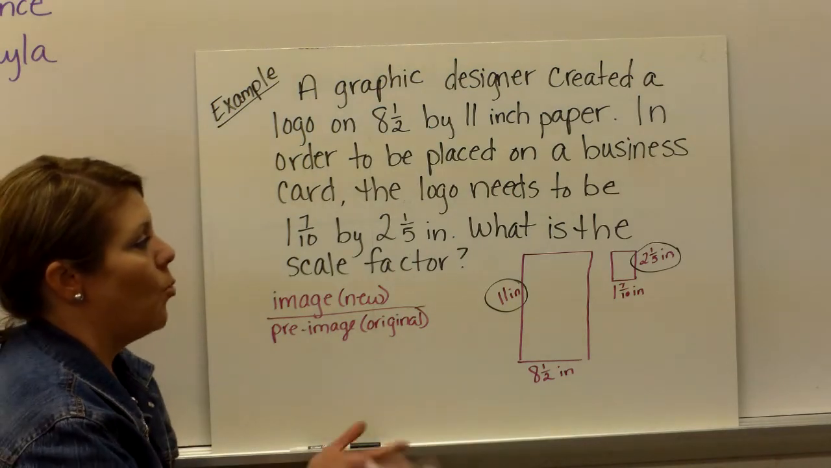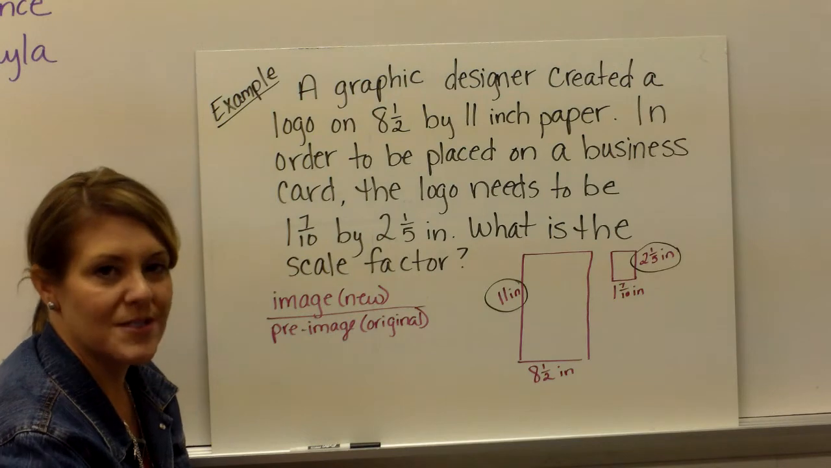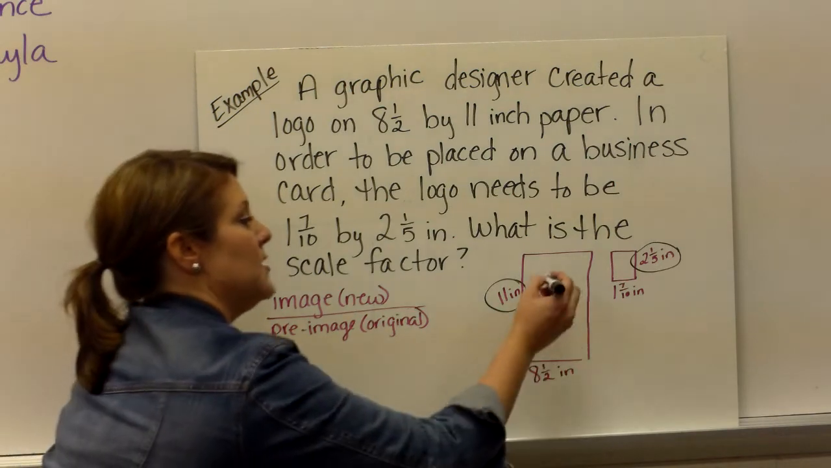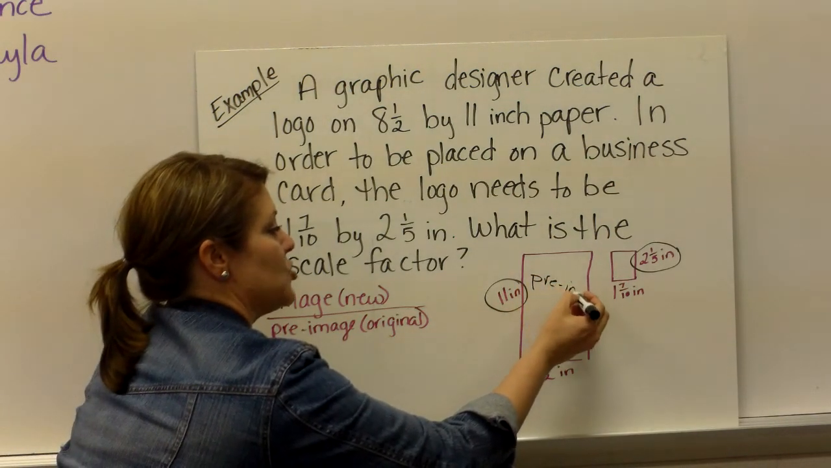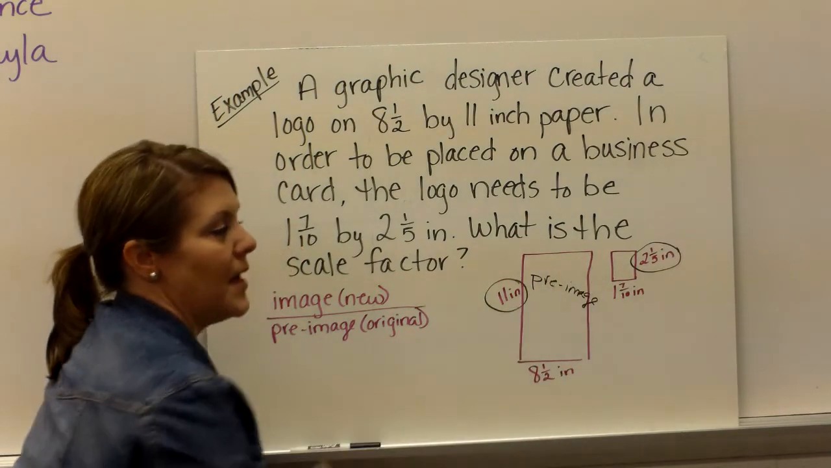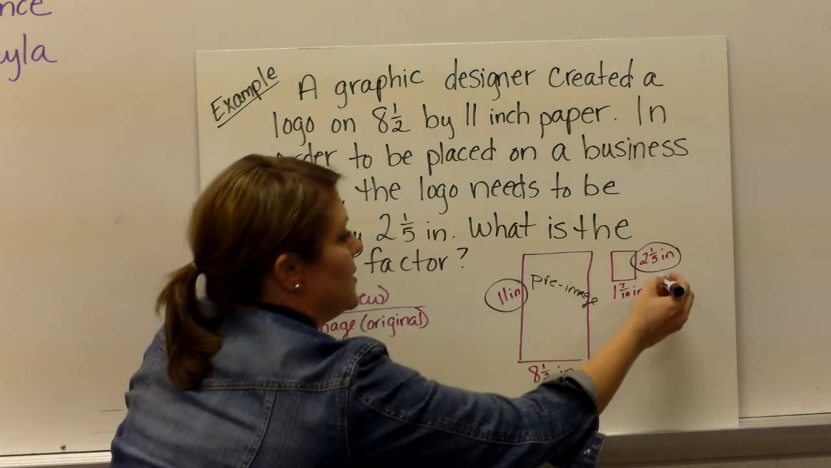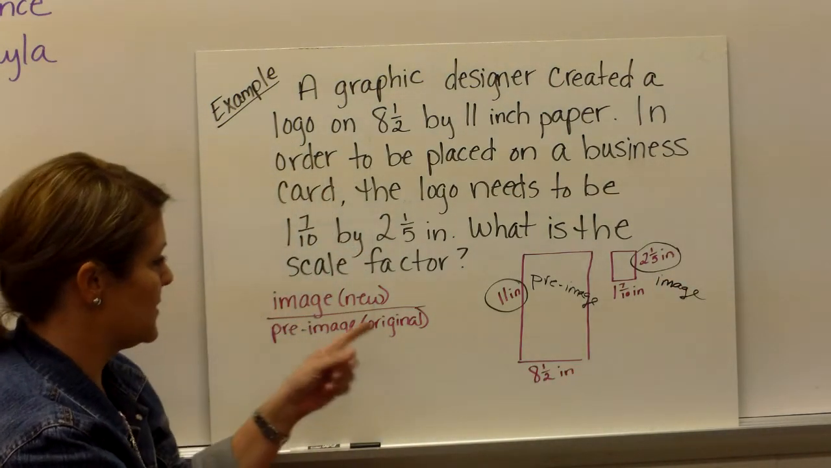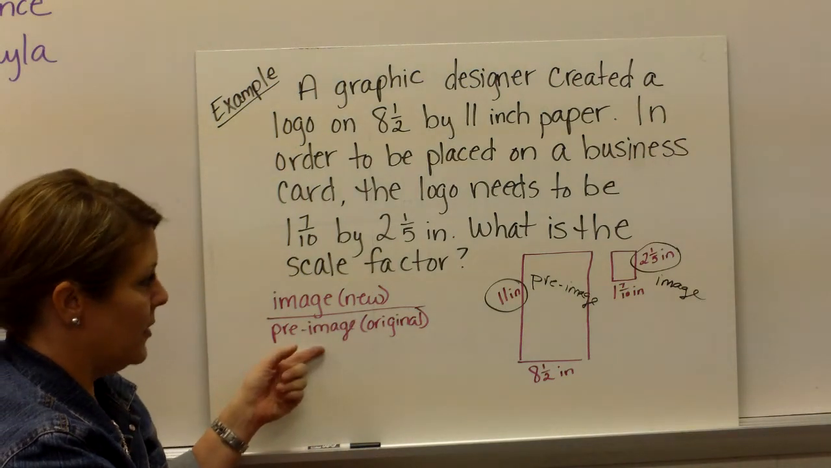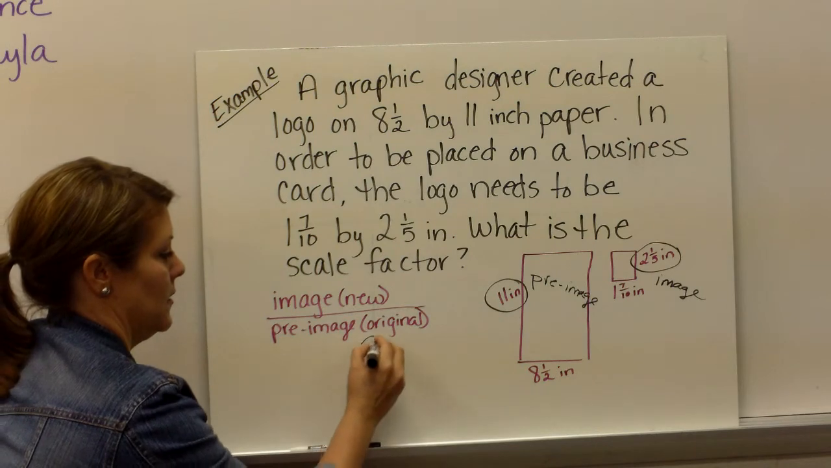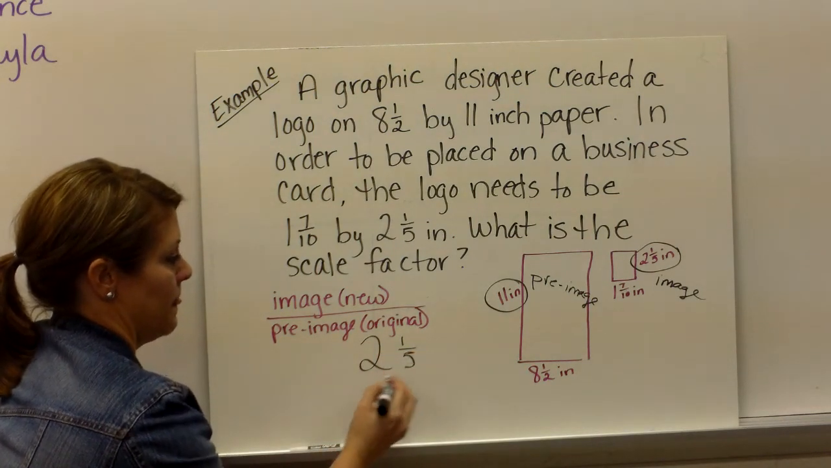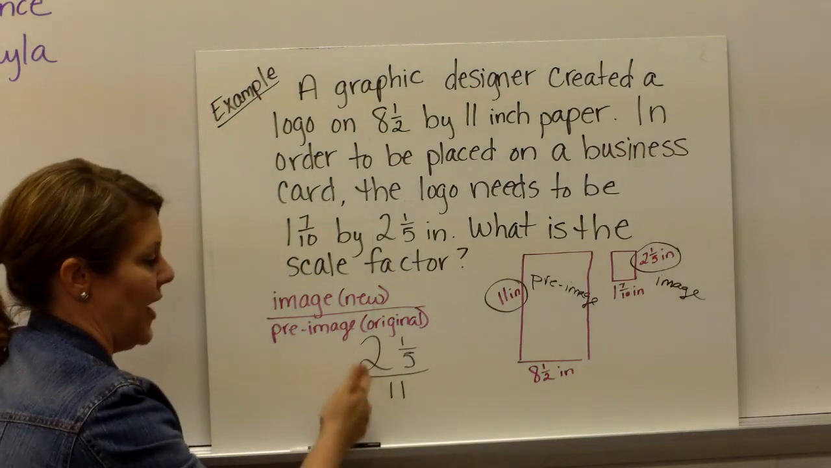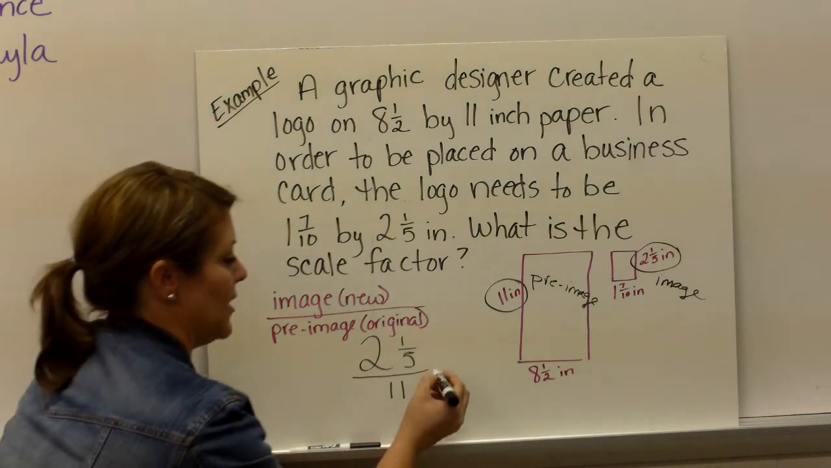Now, we want to think about what is the pre-image and what is the image, or what is the original and what is the new? It says that she's doing it on 8.5 by 11-inch paper. So this is her pre-image. This is the size that it started out as. She wants to make it smaller to go onto a business card. So this is our image. This is going to be the dilated shape. So we're going to set it up as the image over the pre-image. So I'm going to put 2 1/5 over 11. Now what I have to do is divide these so that I can get a scale factor.